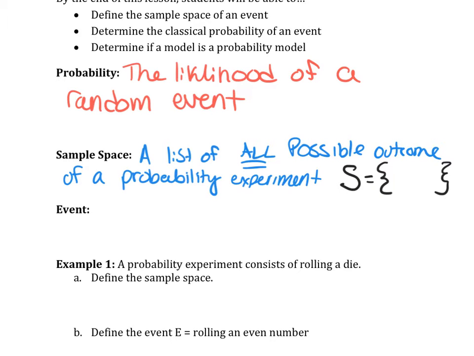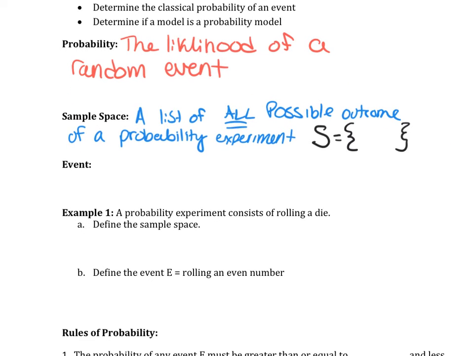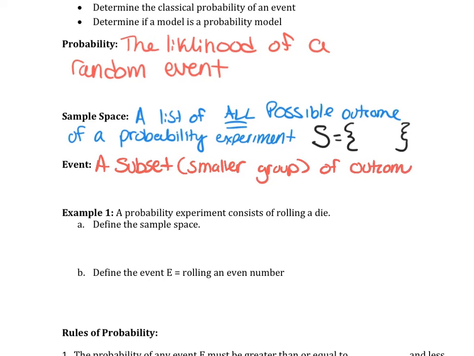Do your best to draw them. Squiggles are fine. All right, and then an event is a subset of that sample space. So it's a specific event or a specific outcome or outcomes that you are looking for when you do this experiment. So a subset or a smaller group of outcomes from a probability experiment or from the sample space.